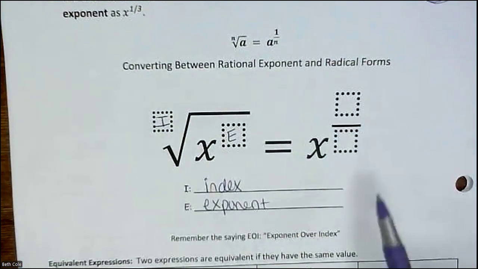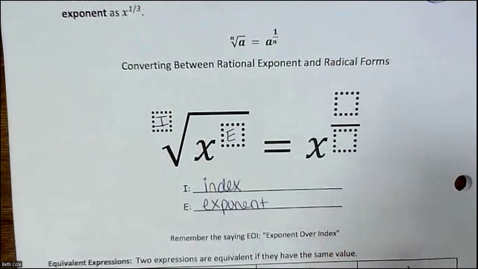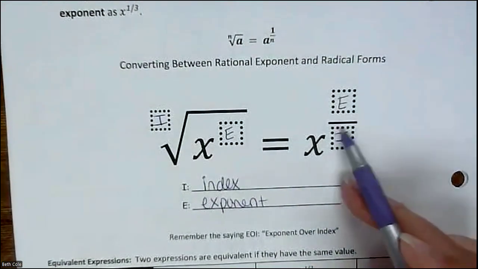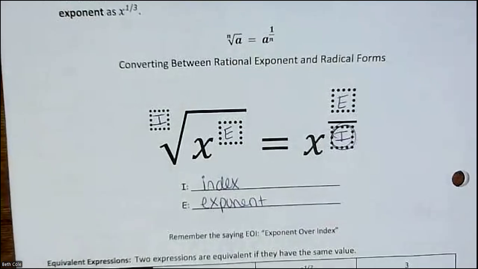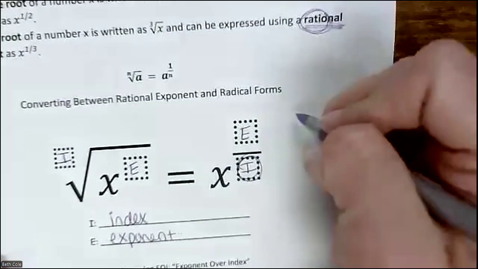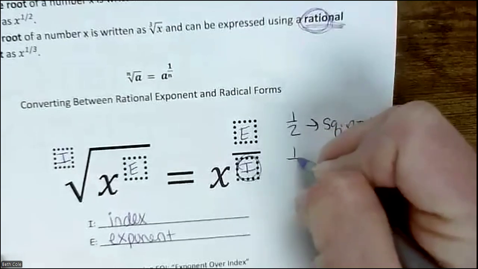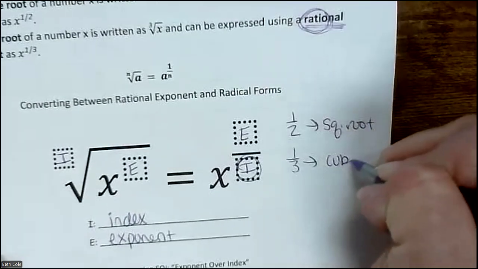Hold on one second. Let me finish this thought here. And so when you write it as a fraction, it's going to be the exponent over the index. The index becomes the denominator of your fraction. We are only going to do 1/2 and 1/3. A 1/2 is a square root. A 1/3 is a cube root. Actually, let's write that down. 1/2 is square root. 1/3 is cube root.